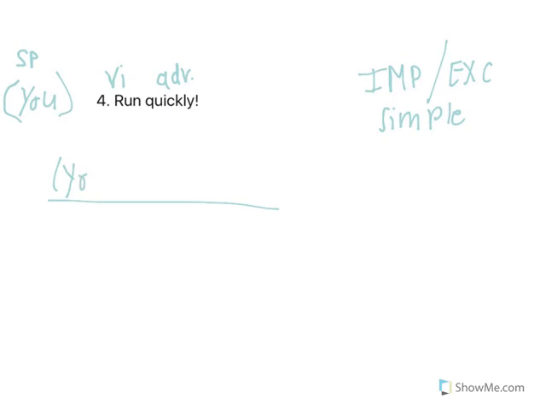So we diagram this with the subject, understood you, and then the verb, make sure it's capitalized because in the original sentence this R is capitalized, and then quickly is modifying run. You run quickly.